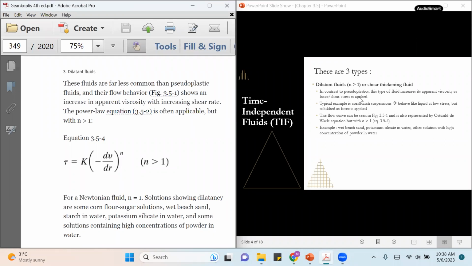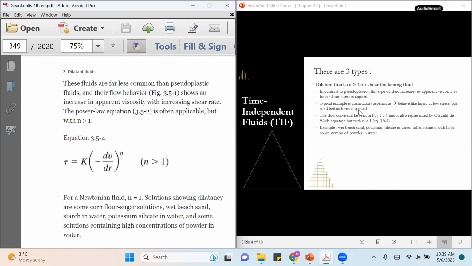So when you stir it, let's say for 5 minutes, it's not getting less and less viscous. No, it's getting more and more viscous. An example is cornstarch suspension. It actually behaves like a liquid at low stress, but it will solidify when the force is applied. That's why sometimes people can run on it.